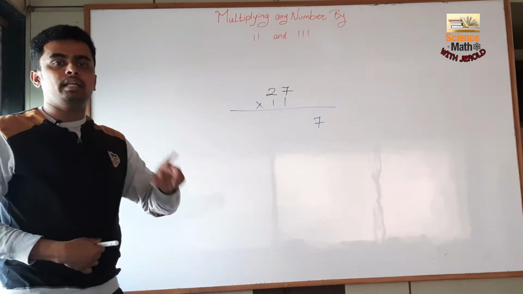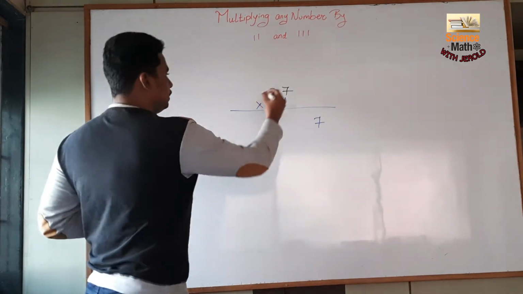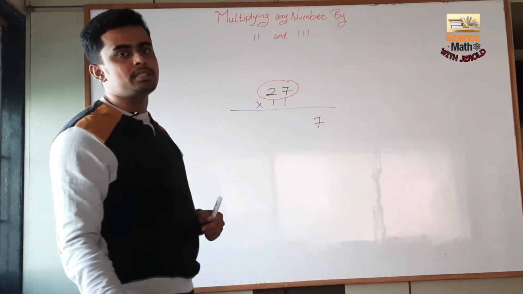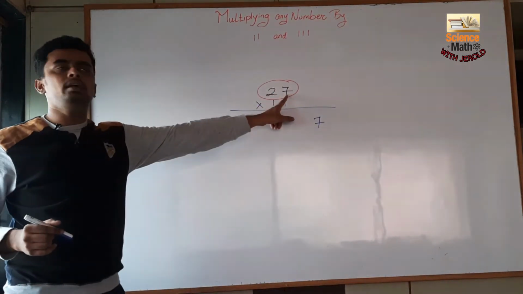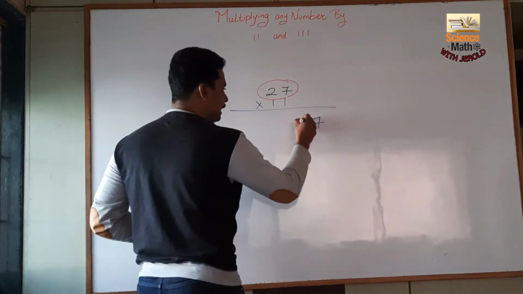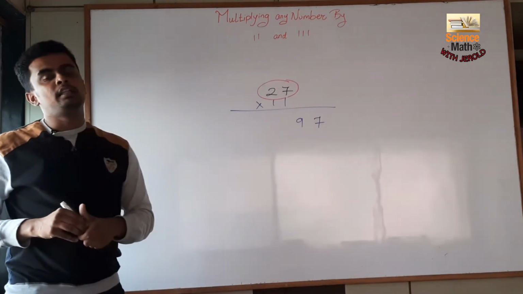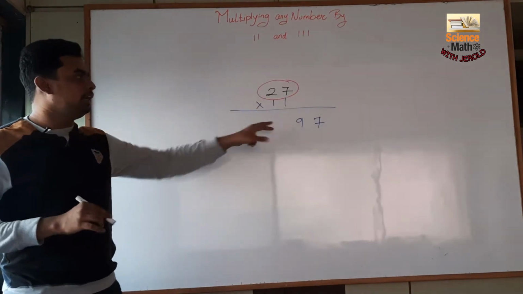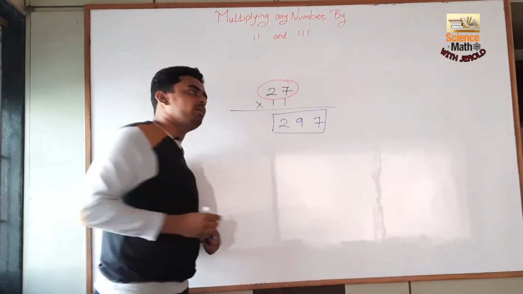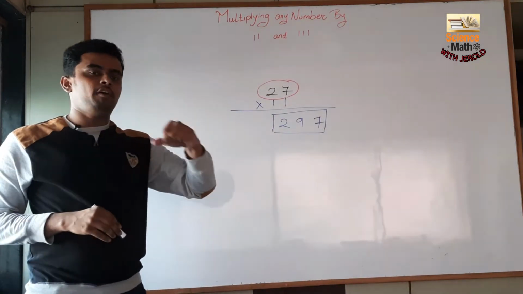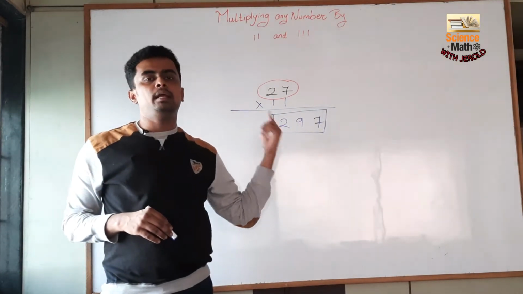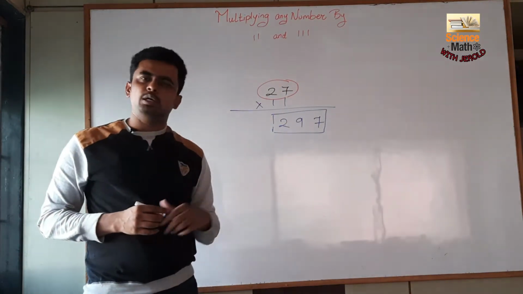Then the second thing I have to do is add the 2 digits that are there, that is 2 and 7. 2 plus 7 will give me 9. And finally, the first digit I write as it is. So my multiplication, you all can cross verify with the calculator: if I multiply 27 by 11, my answer will be 297. This was for a 2-digit number.